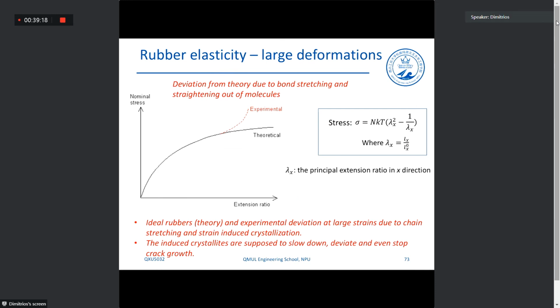Okay, and this is an interesting phenomenon that takes place in elastomers. If we check the stress to strain for an elastomer, the curve looks like that. Okay, there is a deviation from theory, and that is because we have what is called strain-induced crystallization.